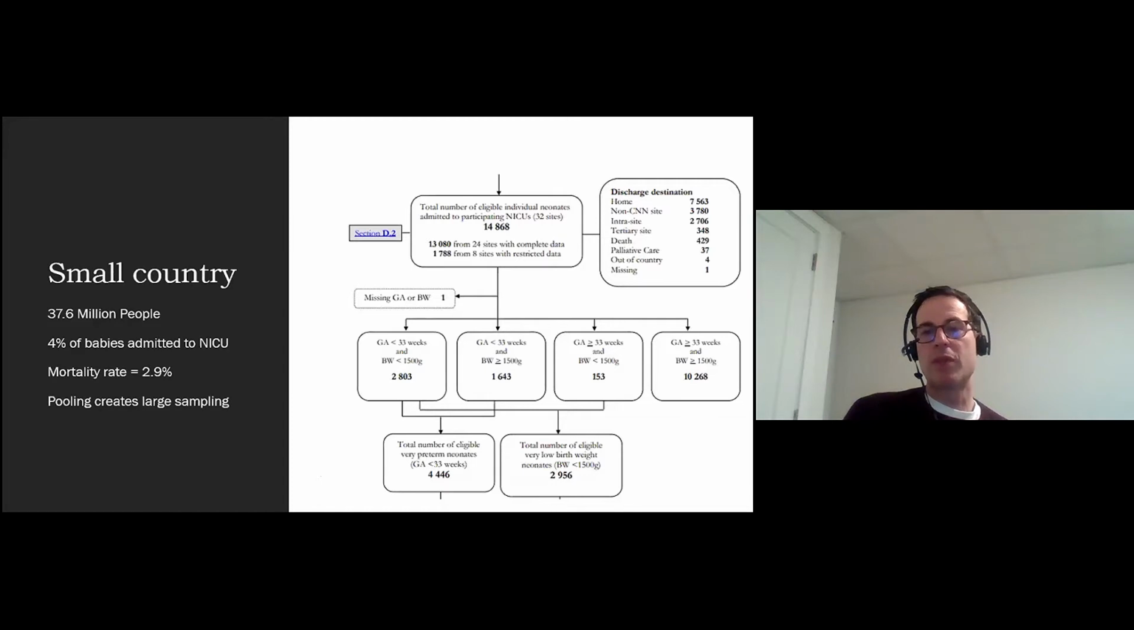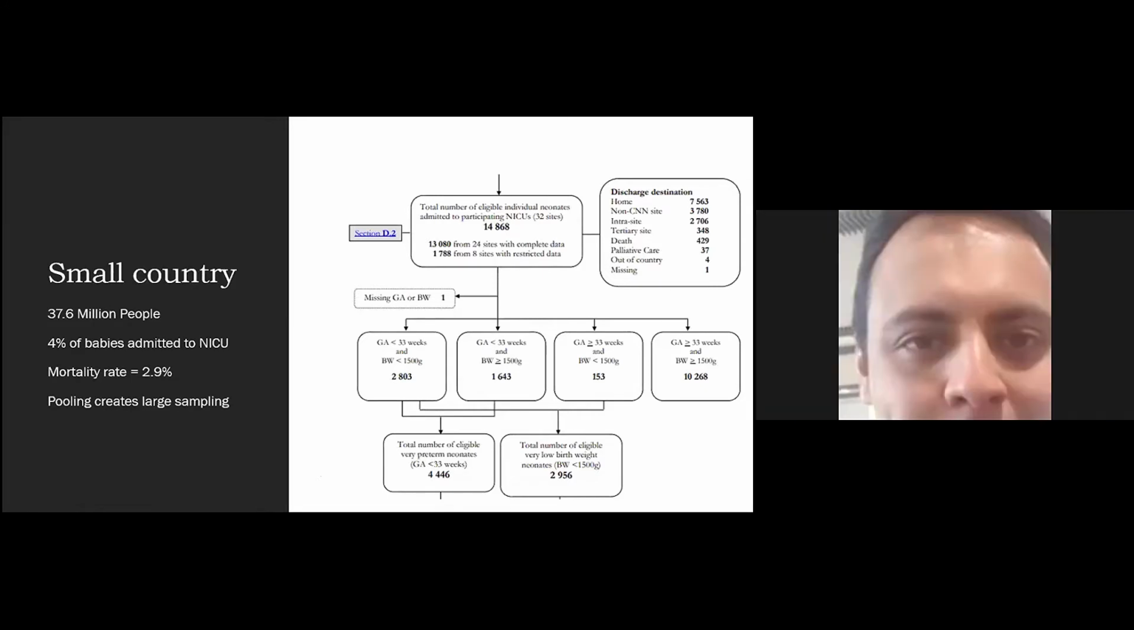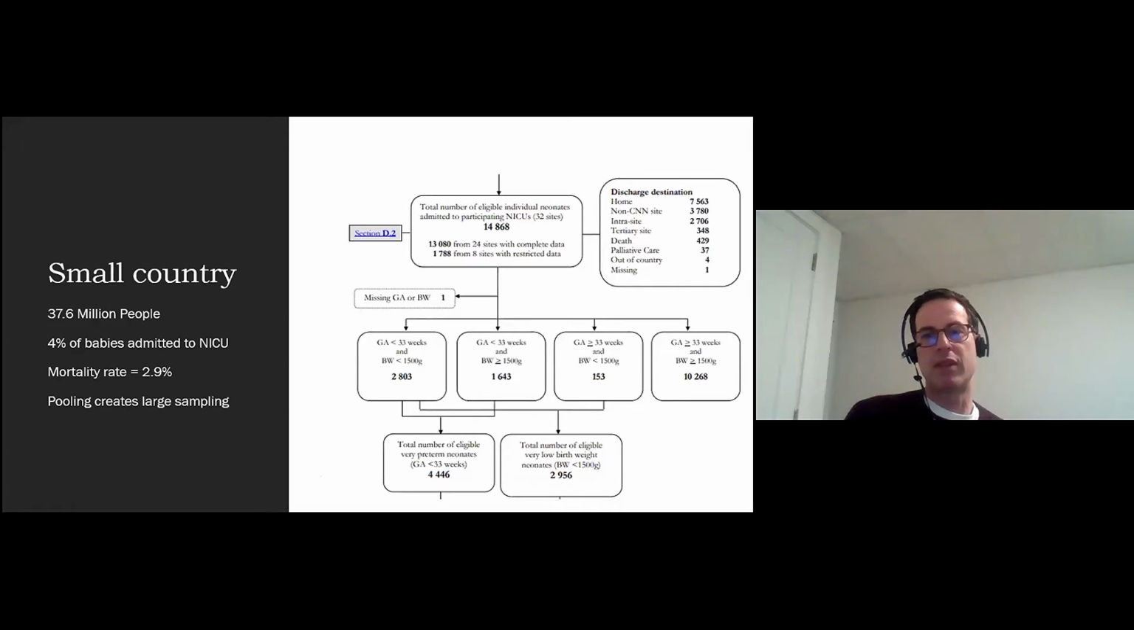So as I mentioned, we're a relatively small country. Currently, it's 37.6 million people. And when you look at the data from the Canadian Neonatal Network, from the 2019 report, you can see that out of 32 sites, we had 14,868 infants.